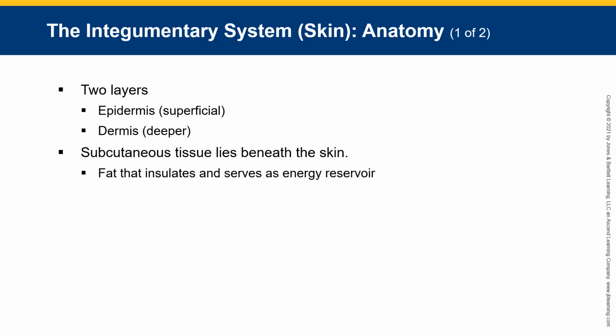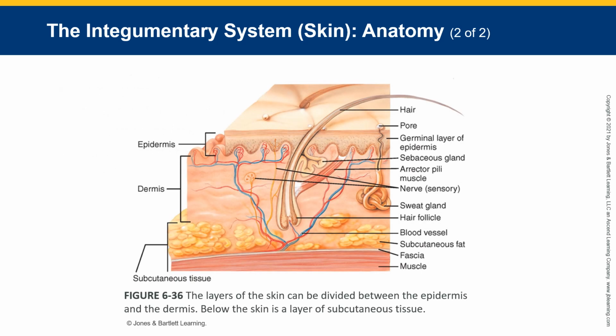Your subcutaneous tissue lies beneath the skin. That insulates and serves as an energy reservoir. So your epidermis is right here. Your dermis is what contains the nerves, blood vessels, and everything else in it. Your subcutaneous is the fatty layer down here, right above the muscle.